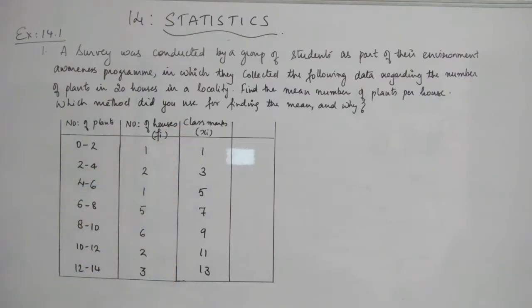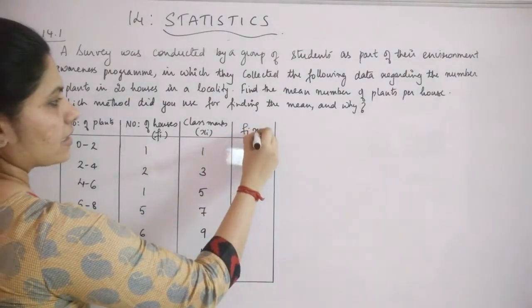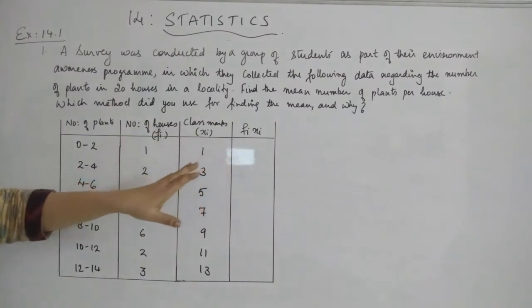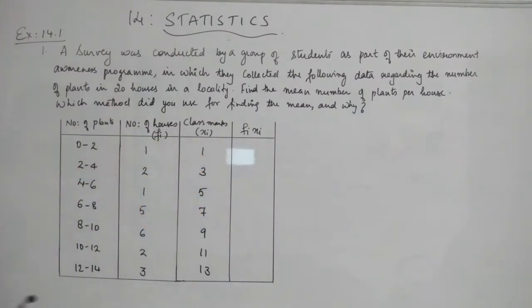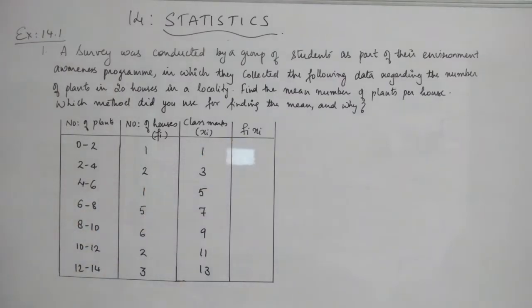Now the next step is to find Fi Xi. Why have we planned to find Fi Xi instead of doing the deviation? Because the values here are not so big. That's why we are following the direct method here, because the Xi values and the Fi values are not very large. So when the values are small, you can use the direct method.